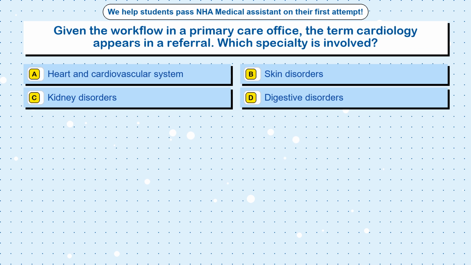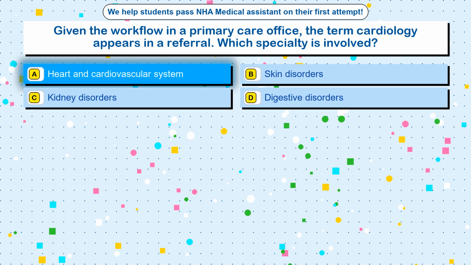Question 61. Given the workflow in a primary care office, the term cardiology appears in a referral. Which specialty is involved? Option A, heart and cardiovascular system. Option B, skin disorders. Option C, kidney disorders. Option D, digestive disorders. The correct answer is option A, heart and cardiovascular system.